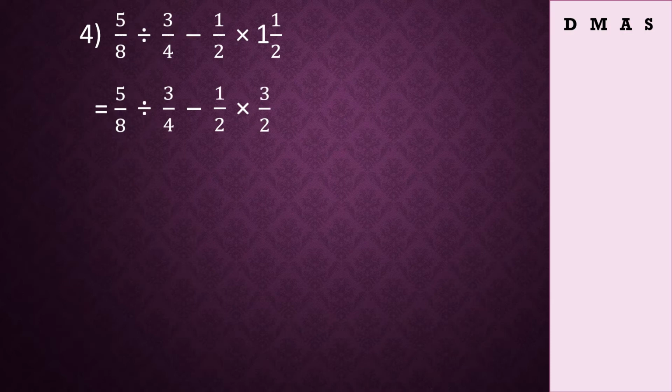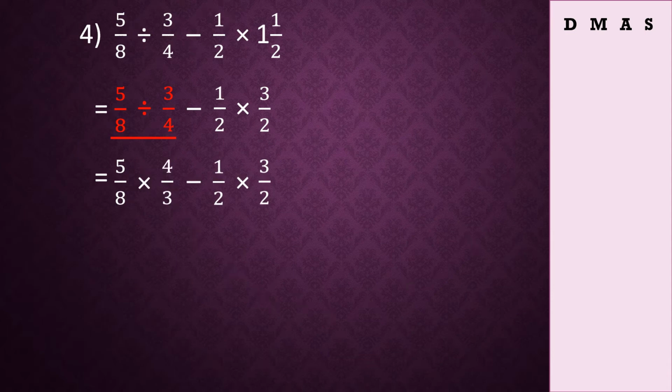Now tell me, according to DMAS, what we have to solve first? Division, subtraction or multiplication? Yes, division. So write 5 upon 8 as it is. To divide, first change division sign to multiplication sign and multiply by the reciprocal of the divisor, which is 4 upon 3. Then write minus 1 upon 2 multiply by 3 upon 2 as it is. Now we have 5 upon 8 multiplied by 4 upon 3 minus 1 upon 2 multiplied by 3 by 2.